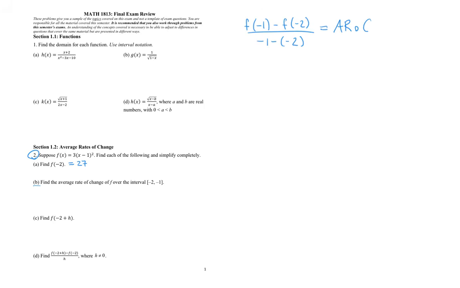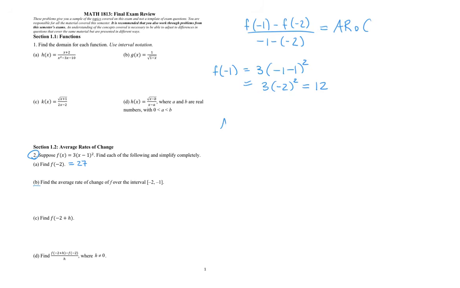And so we've already computed f of -2, but first we need to calculate f of -1. So let's go ahead and do that. F of -1 is going to be 3 times -1 minus 1 squared, which is the same as 3 times -2 squared, which is the same as 3 times 4, which is 12. Okay, great.